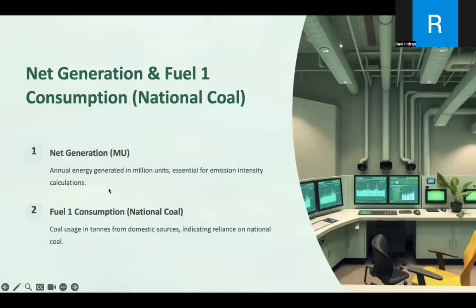Is this net generation PLF related? Plant load factor kind of thing? Absolutely. You apply that and then you get the MU. Ravindran, perfectly done. Given that you are the energy moot court executive, you have learned it really well. Very good. So that's how you calculate the net generation that happened in that plant.